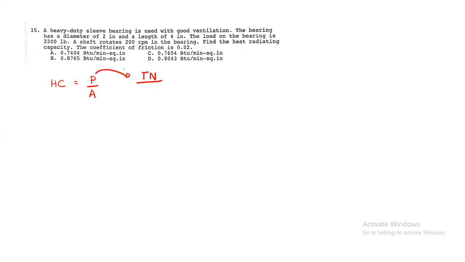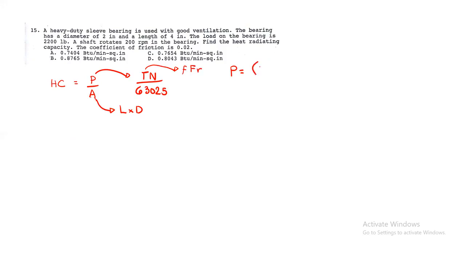So, ano ba yung unit niya? So, 63025. Kunin natin in HP. Then, si area, saan ba natin makukuha si area? Area is equal to length times diameter. Pwede natin gamitin yan, no? So, kunin mo na si power. Power is equal to torque. Ano yung torque natin? Si torque pwede natin makuha using friction times force times radius.